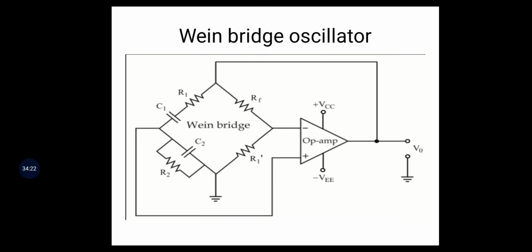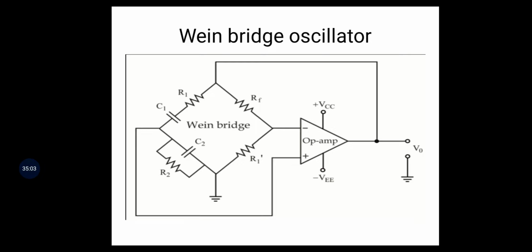It is known that the total phase shift around the circuit must be 0 degrees or 360 degrees for the production of oscillations. The 0 or 360 degrees is achieved when the bridge is balanced, that is, at resonance. Thus, the frequency of oscillation is the resonant frequency of the balanced Wien bridge.